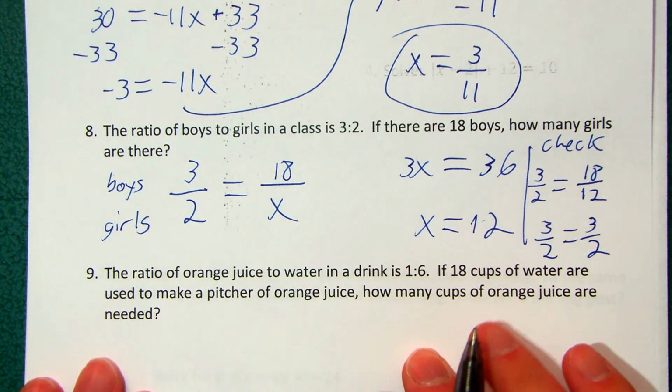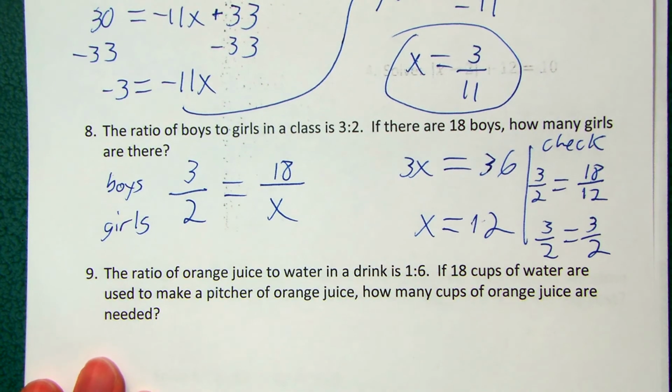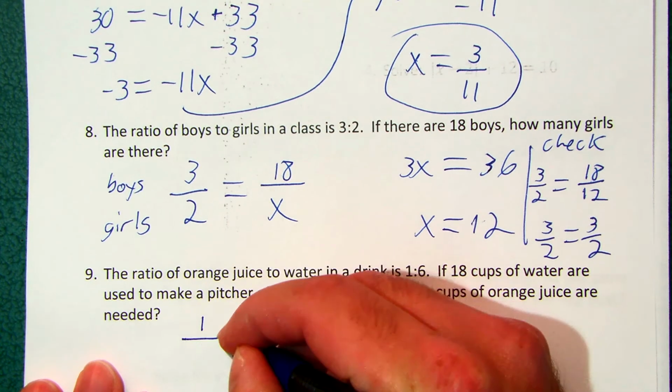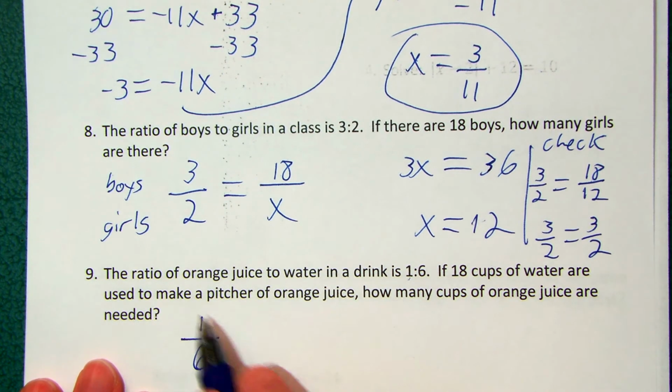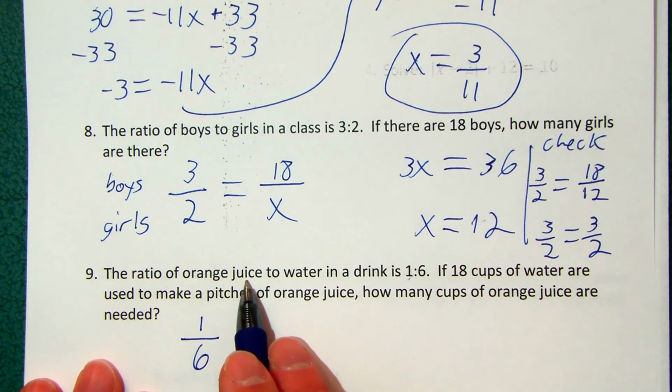So next up, the ratio of orange juice to water in a drink is 1 to 6. If 18 cups of water are used to make a pitcher of orange juice, how many cups of orange juice are needed? So again, we go ratio of 1 to 6. So I'm just going to write that down. Just change that ratio into a fraction. And that is the ratio of juice to water.